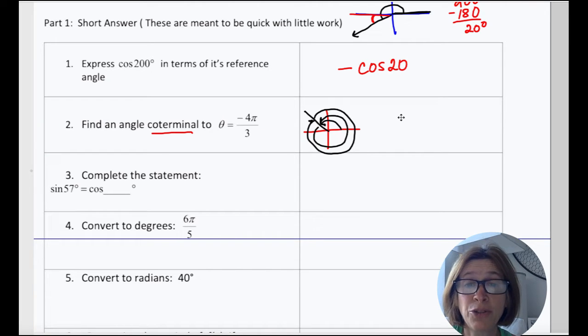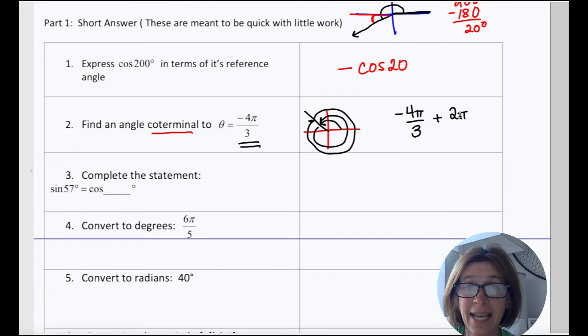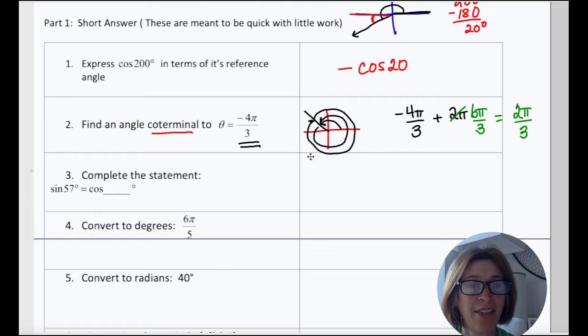So to find a coterminal angle, first identify, is it in radians or degrees? This is in radians because I see that pi. So if I have negative 4 pi over 3, I'm just going to add 2 pi to it. Now you might see I need a common denominator. So this would be 6 pi over 3. So when I add negative 4 pi over 3 plus 6 pi over 3, I'm going to get 2 pi over 3.